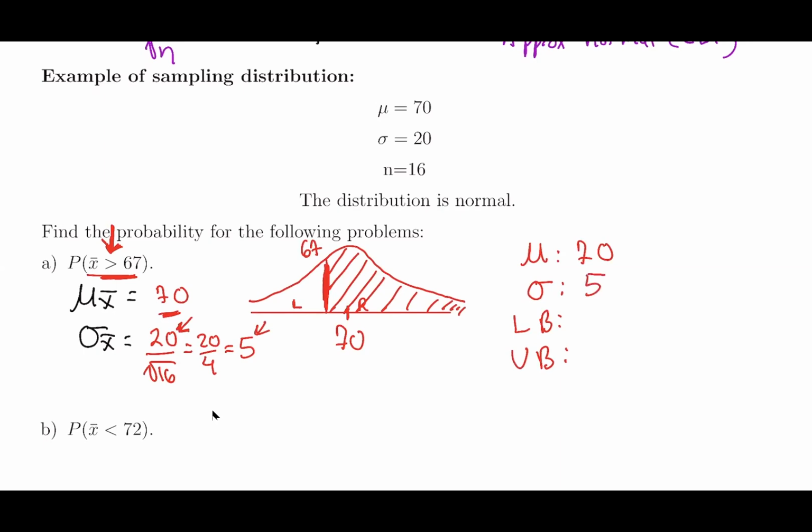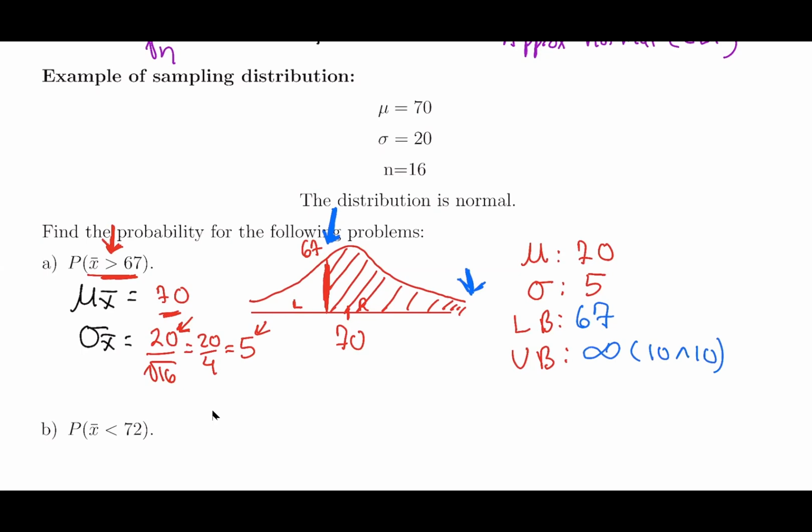The lower bound is the lowest value that I have shaded, which is 67. For the upper bound, you want to put the highest value that's shaded. Since you keep going and going to the right-hand side, you can be going to infinity. If you're using a TI-83 or 84, you want to say 10 to the 10 power, because your calculator doesn't have an infinity option. So I have mu is 70, sigma is 5, lower bound is 67, upper bound is 10 to the 10 power or infinity.